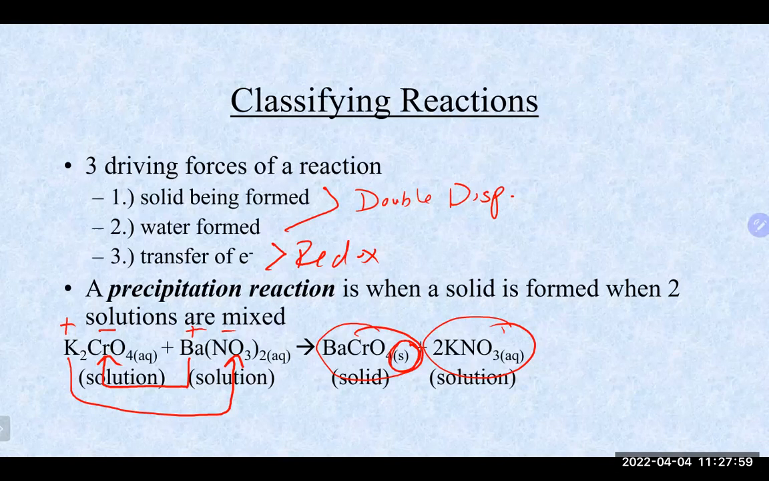The third one's a redox reaction, yeah. Is the big classification of it. Yep, okay.